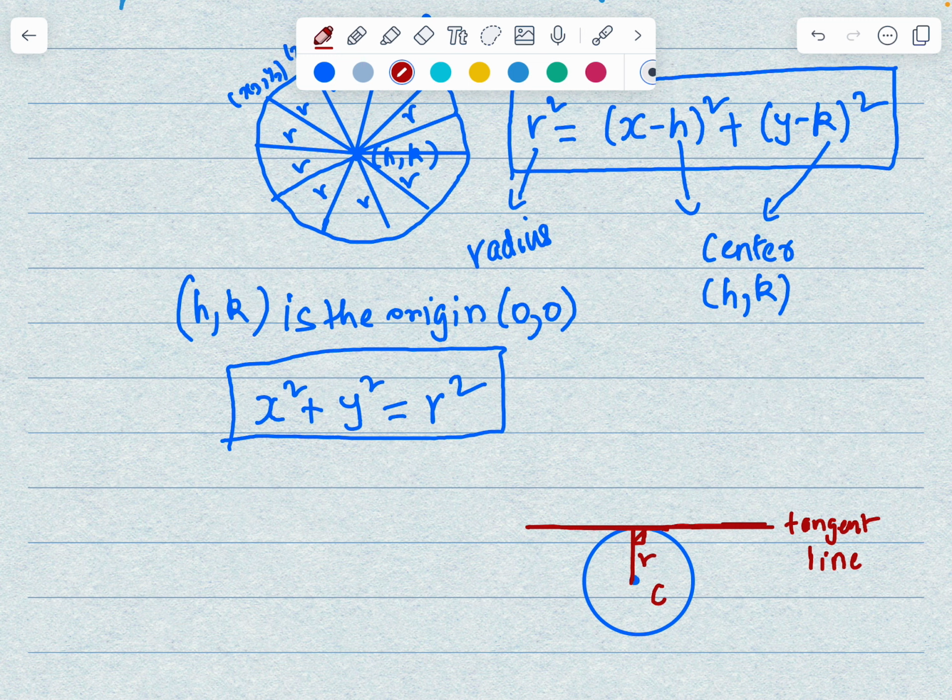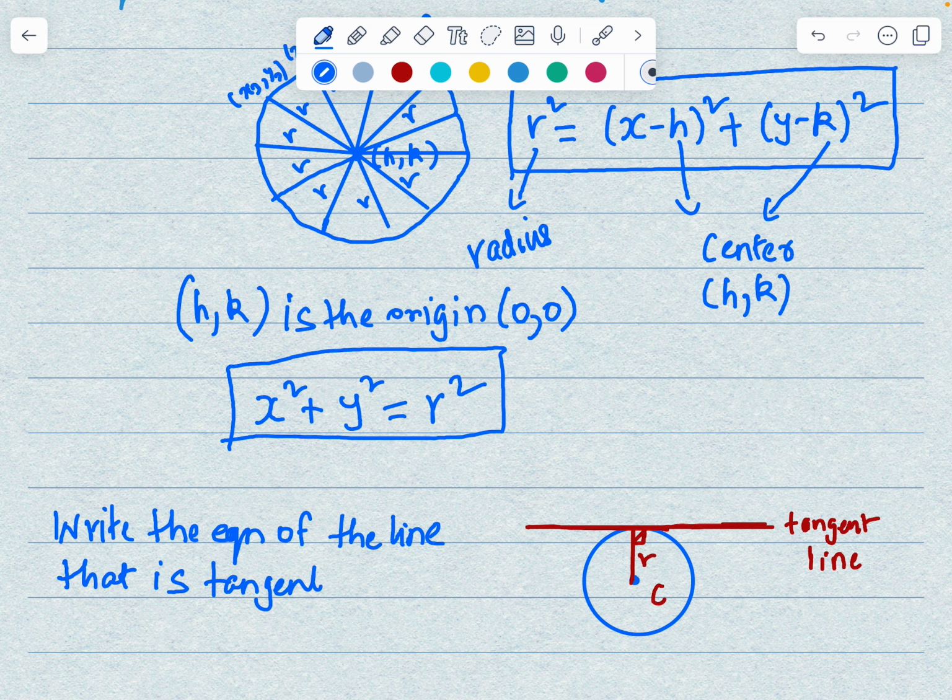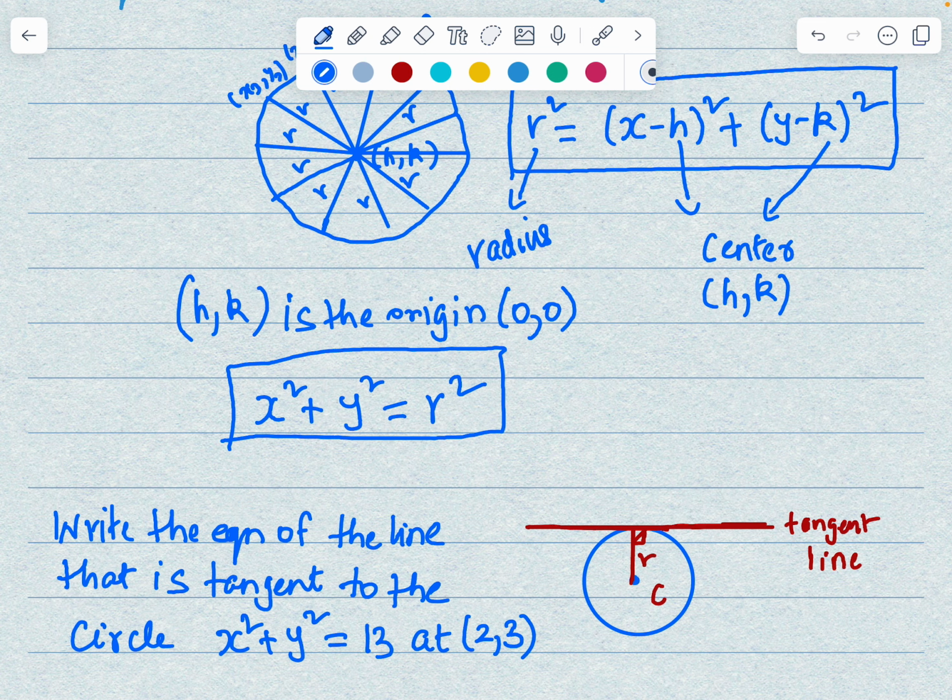And what kind of questions would you see? Let me give you an example. One question could be: write the equation of the line that is tangent to the circle x square plus y square is equal to 13 at 2, 3.